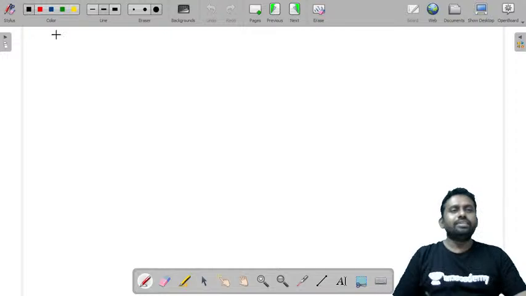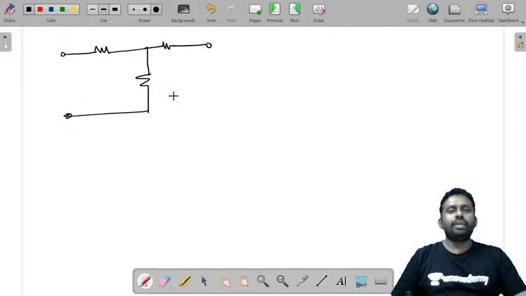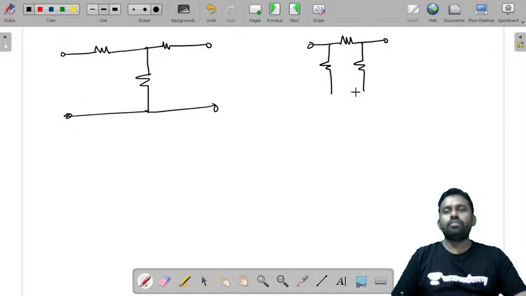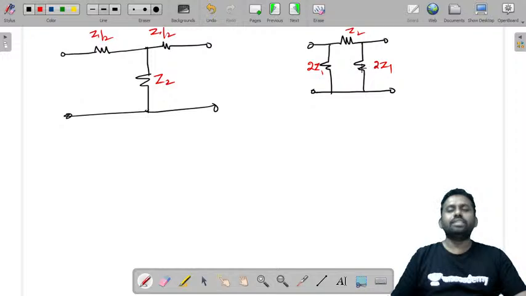So let us consider a T network and a pi network. A T network has series arm impedances equal to Z1 by 2 and a shunt arm Z2, and a pi network has shunt arm impedances of equal values. This is a T network, as I told you, and this is a pi network.